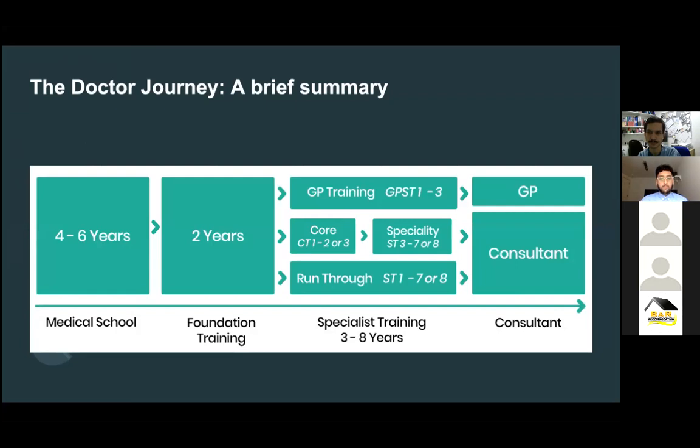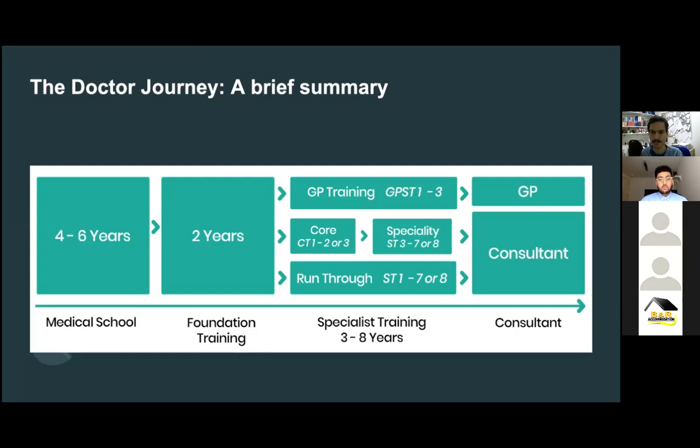You usually get your provisional registration in FY1 and then your full registration after you complete F1. Then this is a brief guide to the three main pathways you take after you finish your F2. You can always do years out after F2. I think you can do that when you finish the foundation program for at least 3 or 4 years, so you don't have to apply straight away.